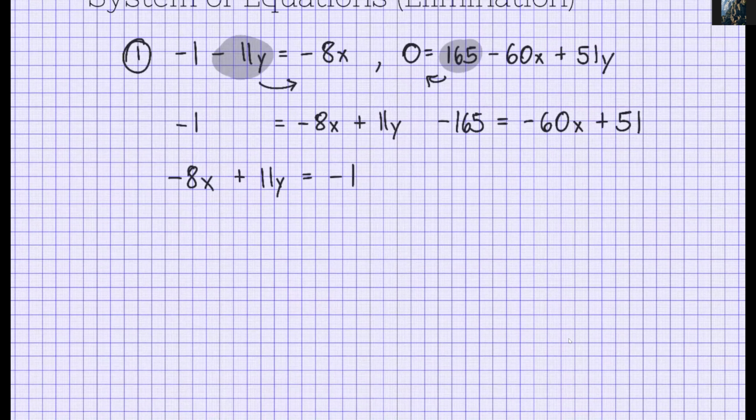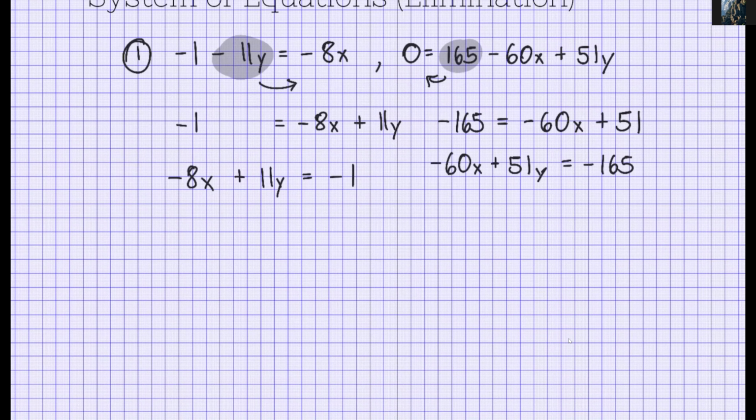So now I can take this second equation and organize it in this way. So we'll have negative 60x plus 51y equals negative 165.